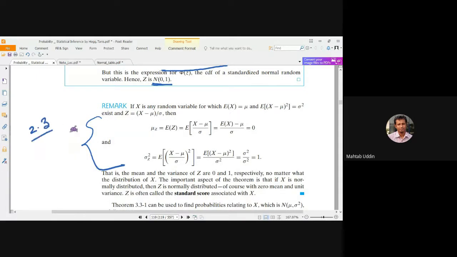Chapter 2.3, I had shown earlier. They are called a z-score or standard score or statistical index. Z is sometimes called a statistical index. What is that? Statistical index.